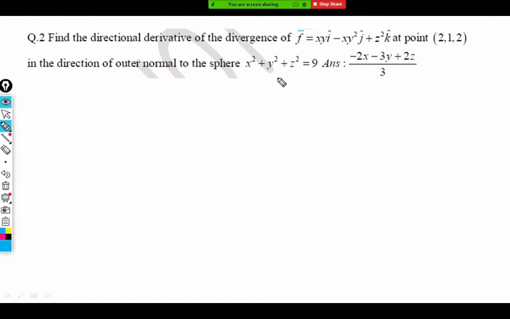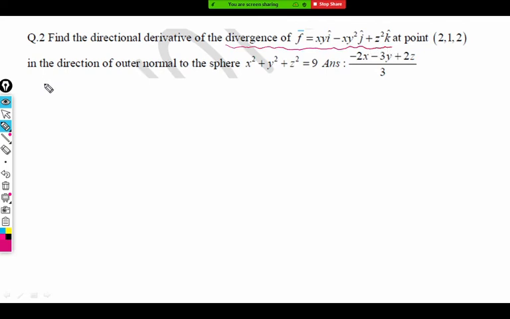Now I want the steps from you. What should be the first step? Which quantity should we calculate first? Tell me. The gradient. Not gradient, nowhere here is there a gradient. The del I will find. First we will calculate, step number one, the divergence of this f. That is step one.